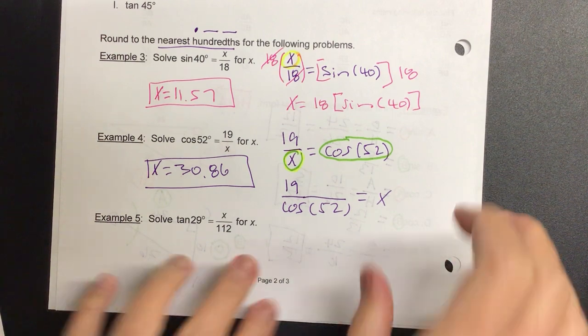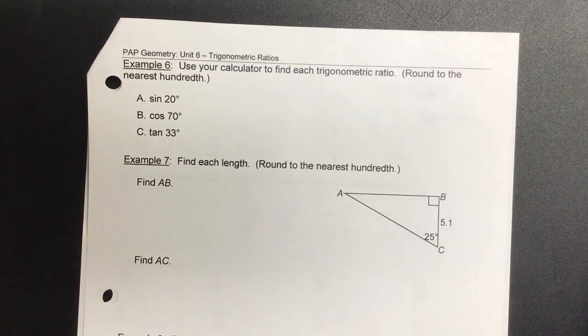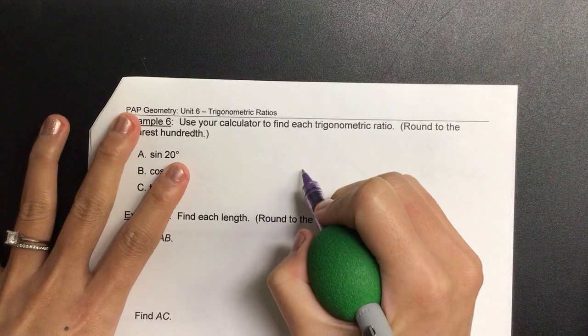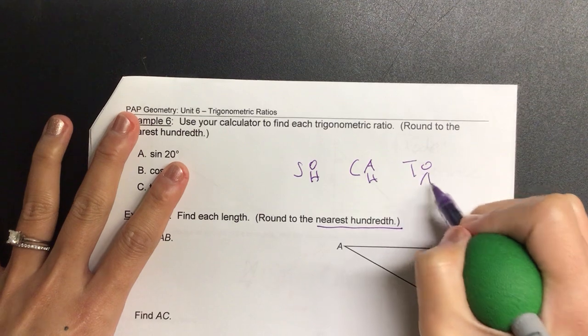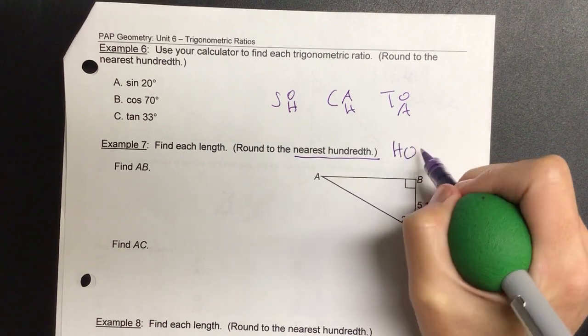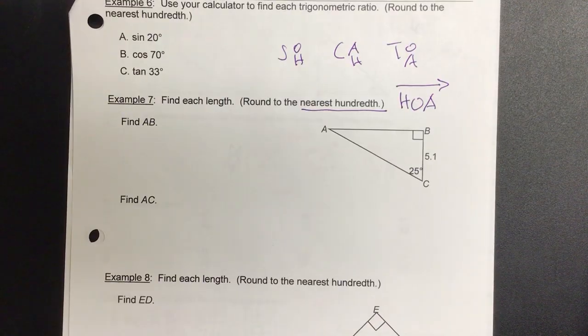Number 7. Okay, what are we rounding to again? To the hundredths. And let's write out SOHCAHTOA on the top somewhere. SOHCAHTOA. And what is the order of us naming or labeling the triangle? HOA. If you have like homeowners association, that would be a kind of perfect way to remember.